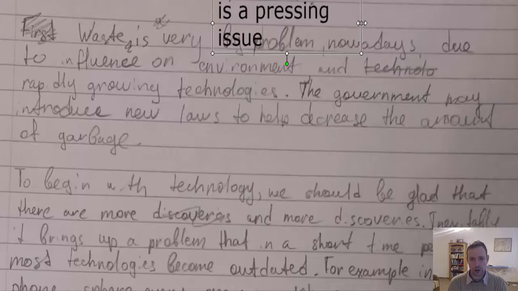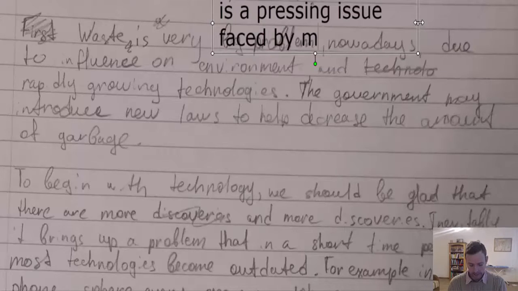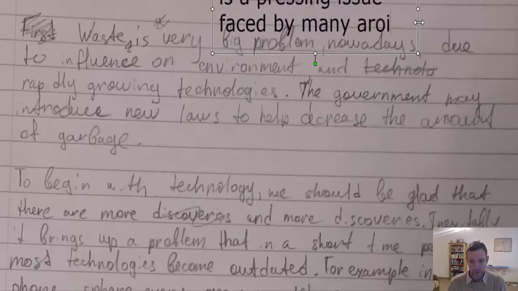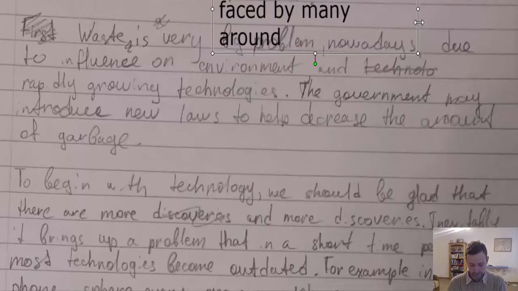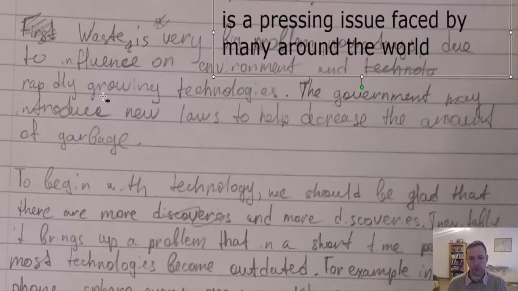Yeah. Waste is a very pressing issue. And then grammar faced by many around the world. Okay, so again, if you write something like this, a pressing issue faced by many around the world nowadays, you've got both lexical resource and the grammar. Okay, influence the environment. Whoops, it should be red. So when it's a verb, no preposition. Oh, I missed that one before.